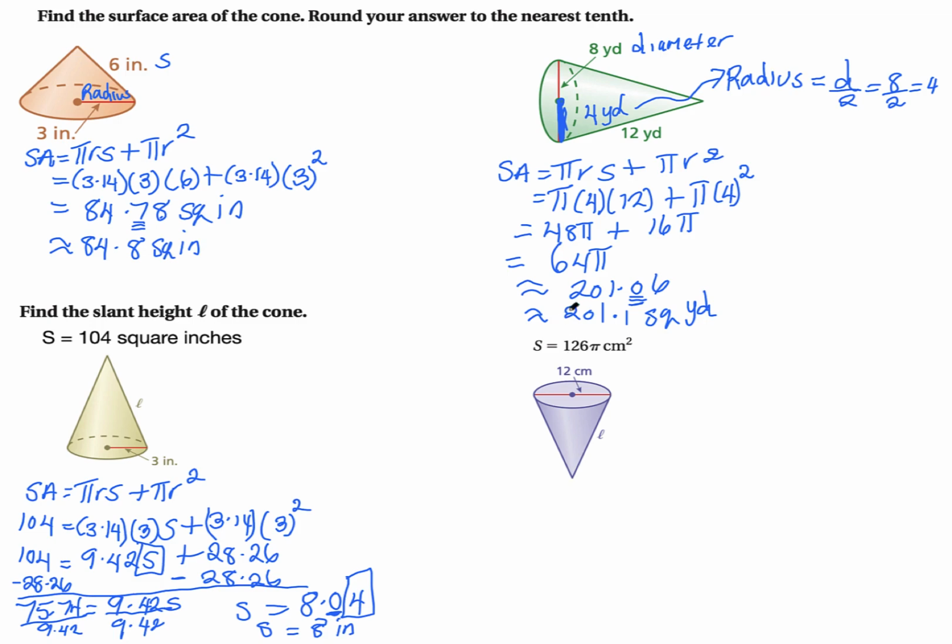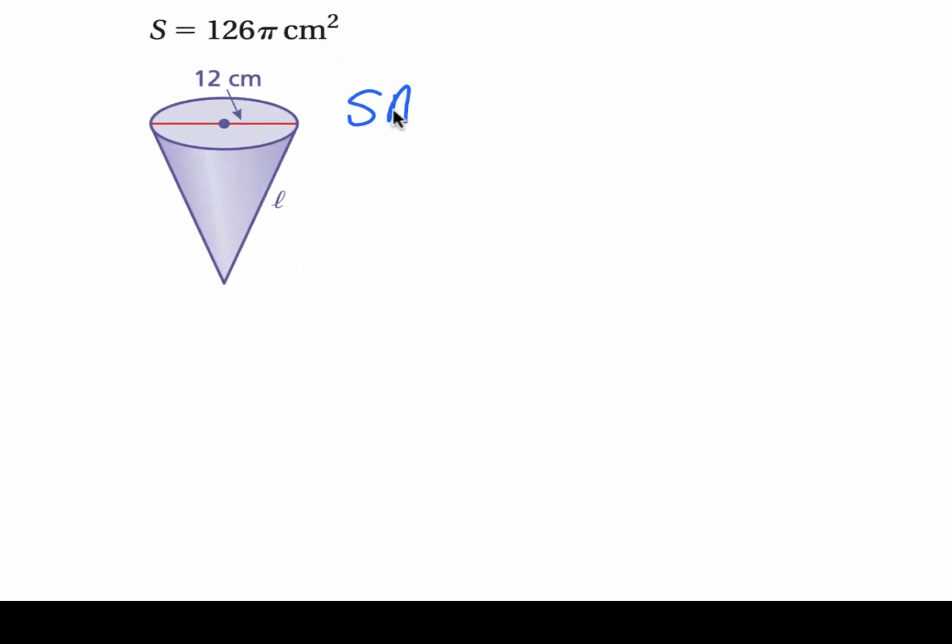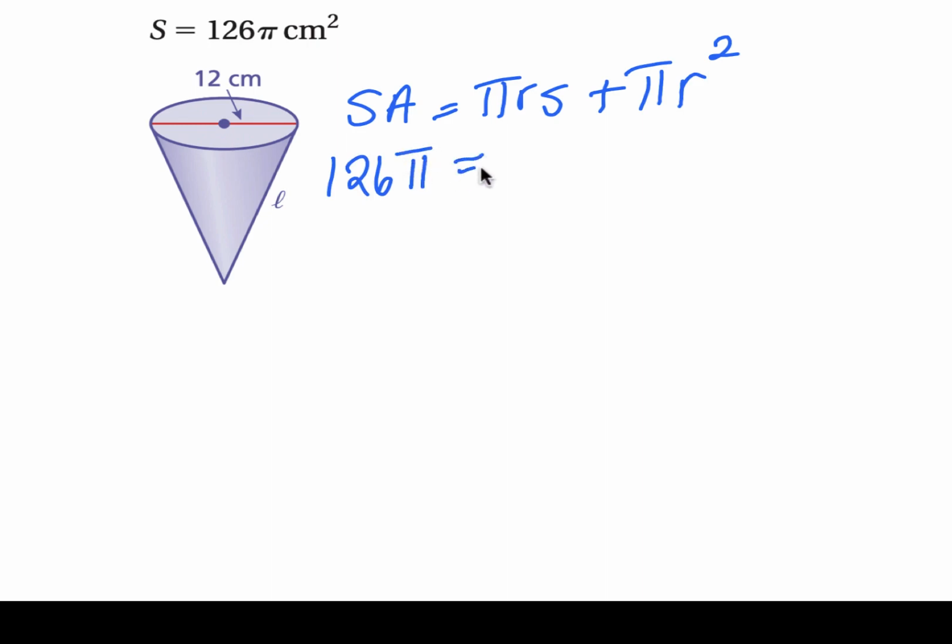In my last problem, the surface area is 126 pi. So notice they have pi here as a symbol. So again, SA equals pi rS plus pi r squared. Now your surface area is 126 pi. So because they have pi here, I'm going to keep my symbol as pi.